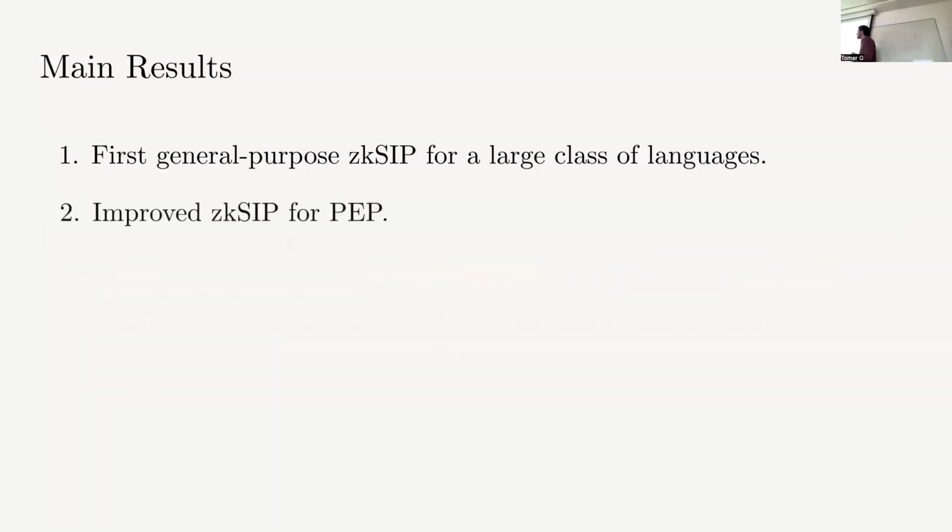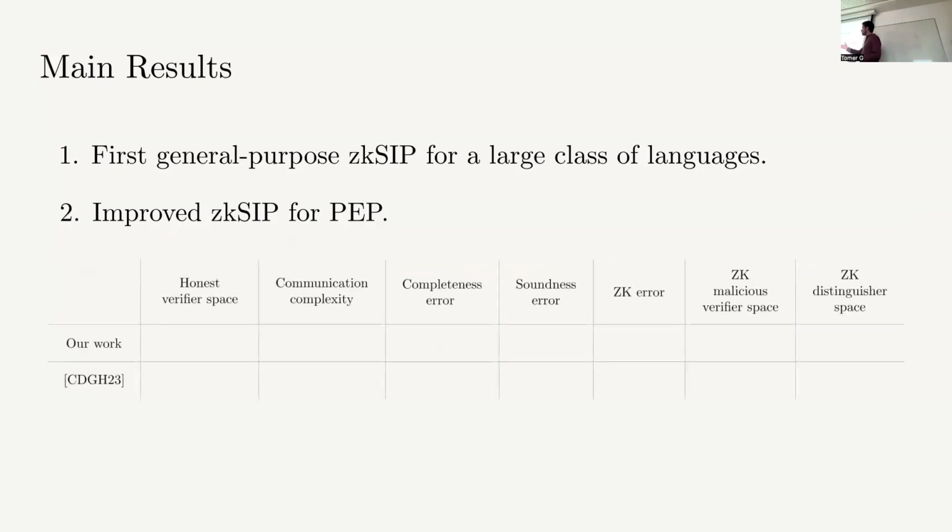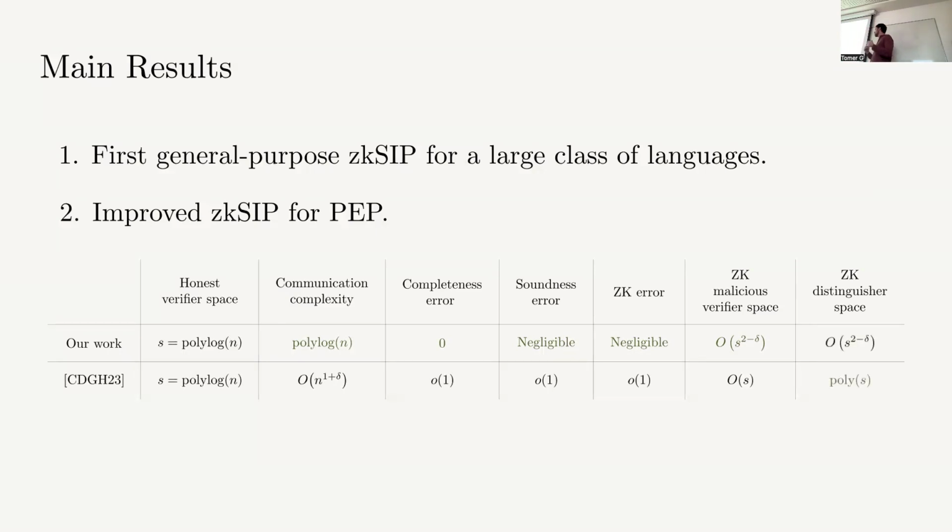In order to get there, we first show a streaming zero knowledge interactive proof specifically for the PEP problem. Now a little comparison between our work and the protocol of Cormode et al. We both have polylogarithmic space for the honest verifier. Our communication complexity is polylogarithmic while theirs is superlinear. We get perfect completeness and negligible soundness and zero knowledge error, while they have errors that are only sub-constant. We get a gap between the honest verifier and the malicious verifier, while they don't have one. The only downside of ours, and what they do better, is that they can fool more powerful distinguishers. Again, something to improve on.